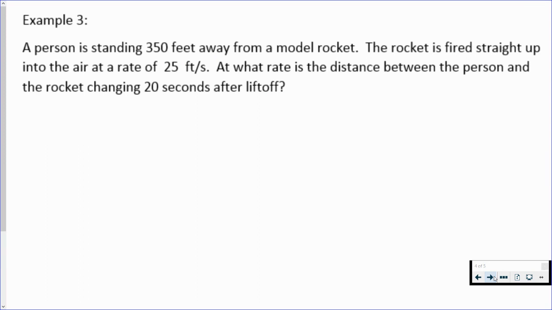All right, let's try another one. A person is standing 350 feet away from a model rocket. The rocket is fired straight up into the air at a rate of 25 feet per second. At what rate is the distance between the person and the rocket changing 20 seconds after liftoff?